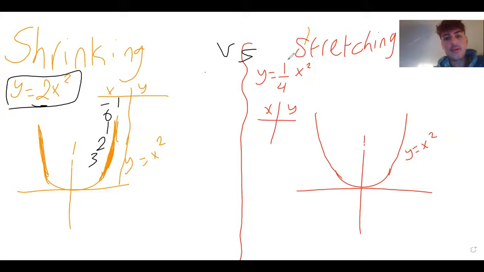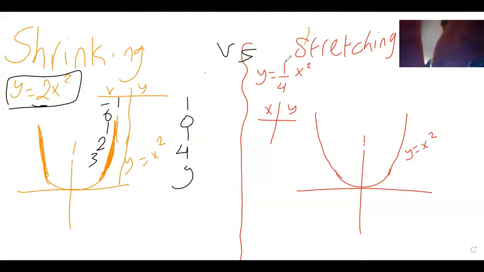So at -1, in the classical equation y equals x squared, this would be 1. This would be 0, this would be 1, this would be 4, and this would be 9. Now let's go back to this format.